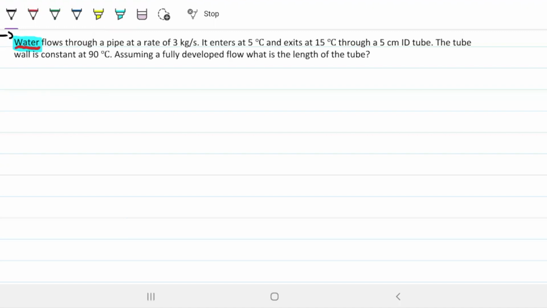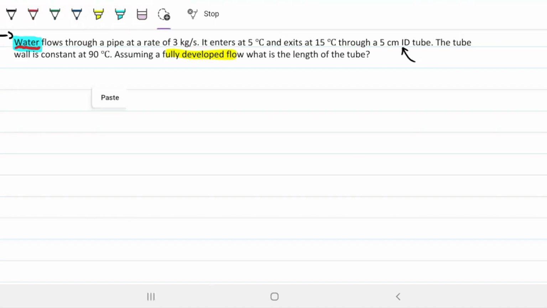But moving on, through a 5 centimeter inner diameter tube. So this is inner diameter here. The tube wall was constant at 90 Celsius, and assuming a fully developed flow, so that was straightforward. What is the length of the tube? So how long does this tube have to be so that with a 90 degrees Celsius wall, we can increase the temperature of the water from 5 to 15?